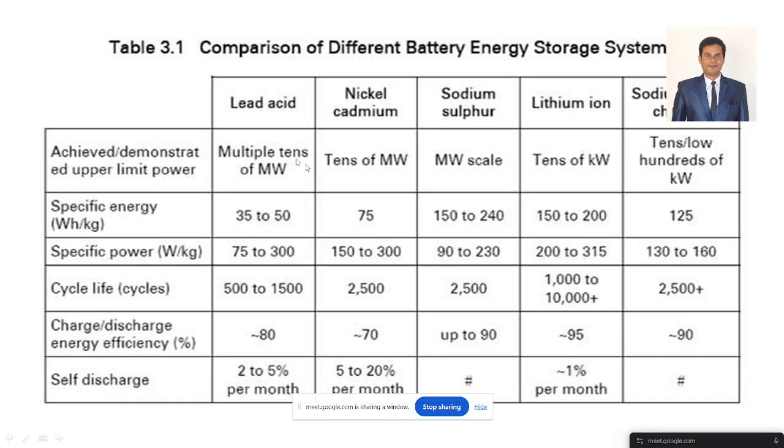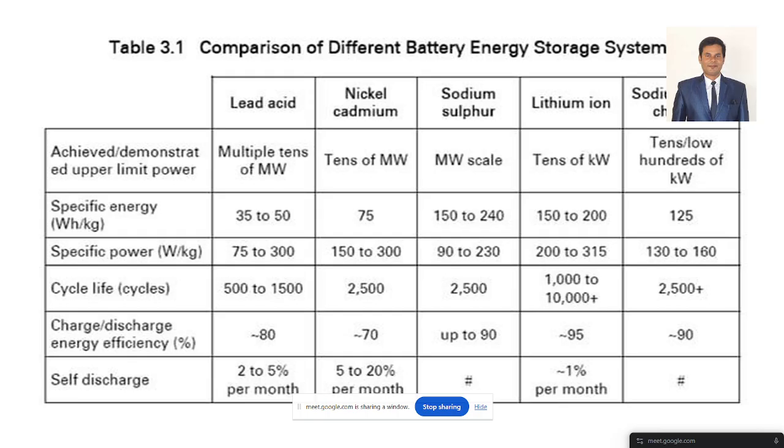As I told, the life cycle of the batteries, for lithium-ion batteries, may be 1000 to 10,000, right? It tells about the charging and discharging time. If it is charged 1000 times, then the life is gone. If it is discharged 10,000 times, then the life is gone. Beyond that, it will not work. So that is called the life cycle. Life cycle will tell about how many years it may come.